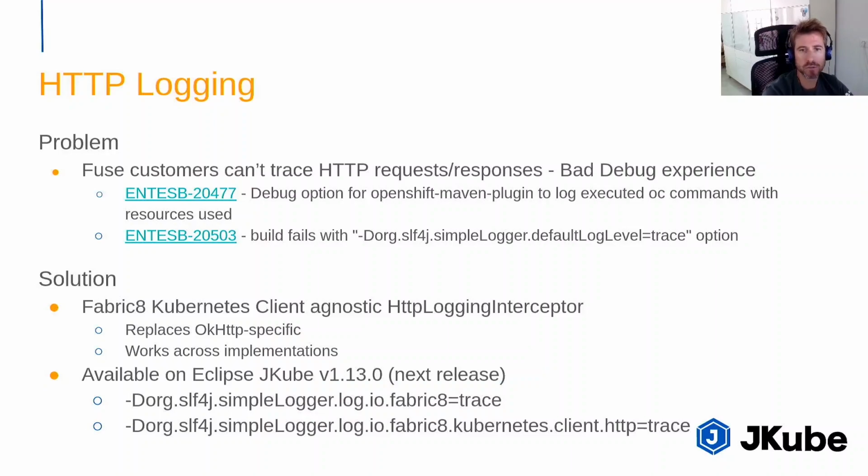To solve this issue, we created our own implementation-agnostic HttpLogging interceptor, which works for every HTTP client implementation: Vert.x, Jetty, Vanilla JDK, and OkHttp. The solution will be available when we next release Eclipse JKube with the Fabric8 client version bump. Let's now check a simple project and see how the new interceptor works.